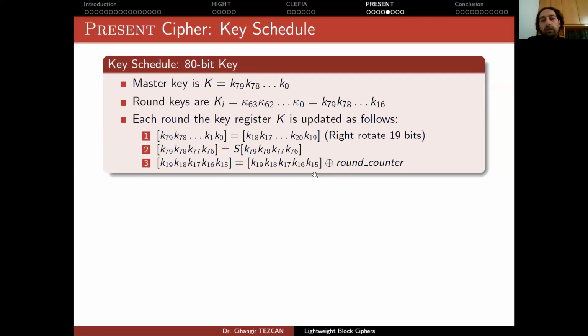And finally, you add a round counter to these 5 bits. Round counter means the number of that round. So at the first round, you XOR it with 1. At round 10, you XOR it with 10. Of course, you write it in bit notation. At the last round, since there are 31 rounds, you XOR these 5 bits with 31. And if you write 31 in binary notation, what you get is 5 ones. This is why the round counter only affects these 5 bits.